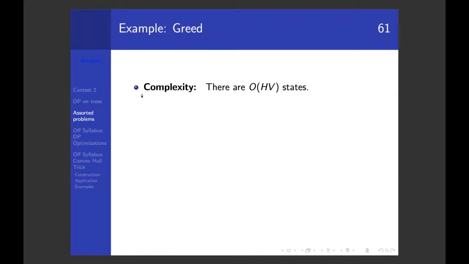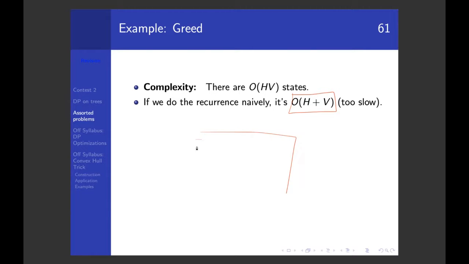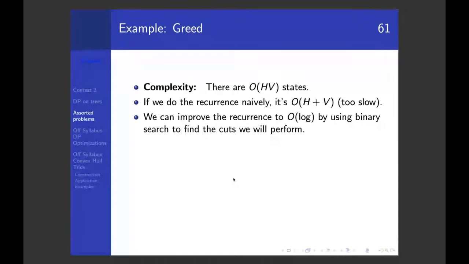Well, complexity: there are order H times V states. If we do the recurrence naively, it's order H plus V. By naively, I mean for each state, consider every horizontal slice. Keep going until we find the biggest one which has an area less than or equal to M. But this one is too big now. And take that. Same thing for vertical cut slices. That's too slow. But we can make the recurrence order log using binary search.